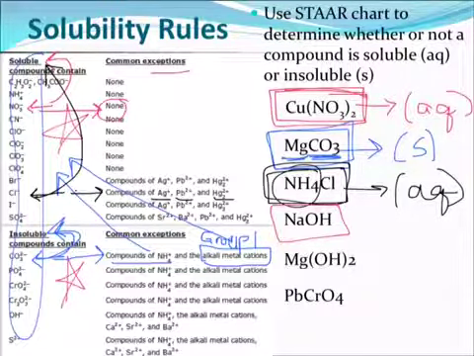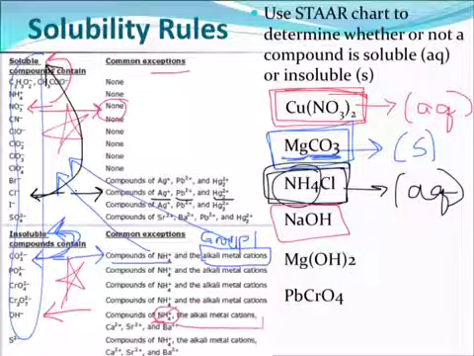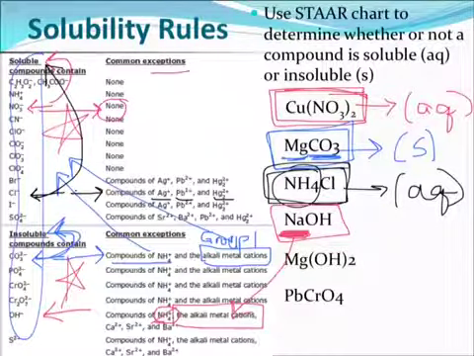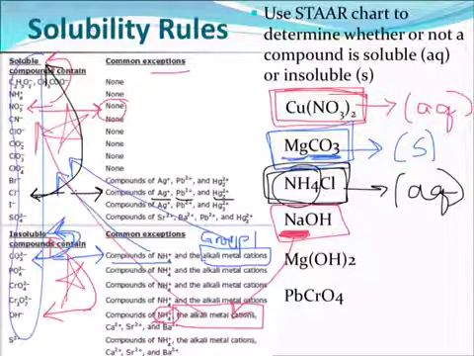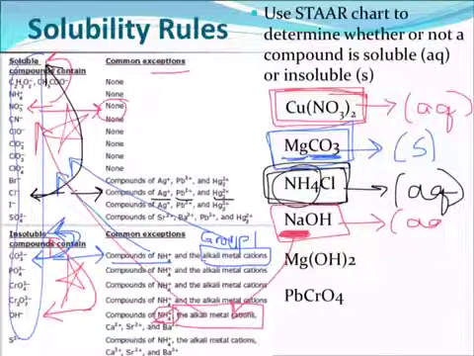Hydroxide is way down here on the list. And so when we're looking up sodium, we have to ask ourselves, is it ammonium? No. Is it attached to an alkali metal? And the answer is absolutely. Sodium is an alkali metal. So instead of being on the insoluble list, it's going to be on the soluble list. And so it also gets an AQ designation.